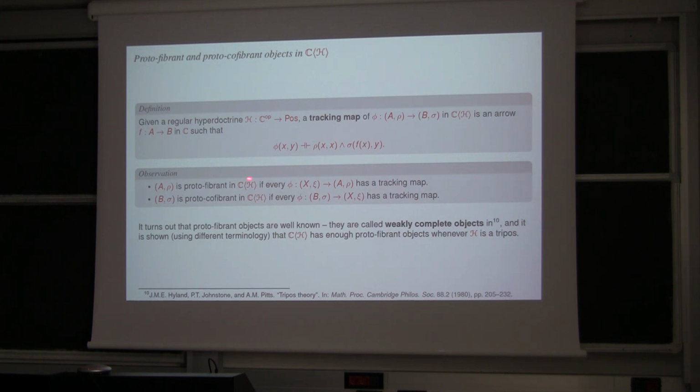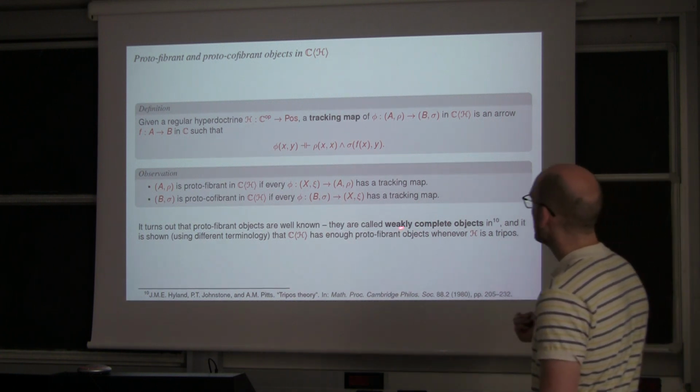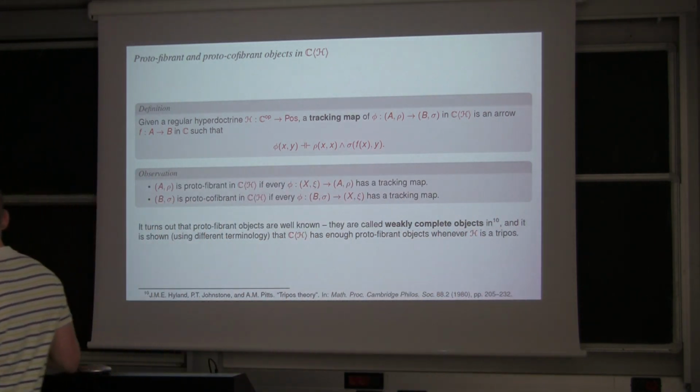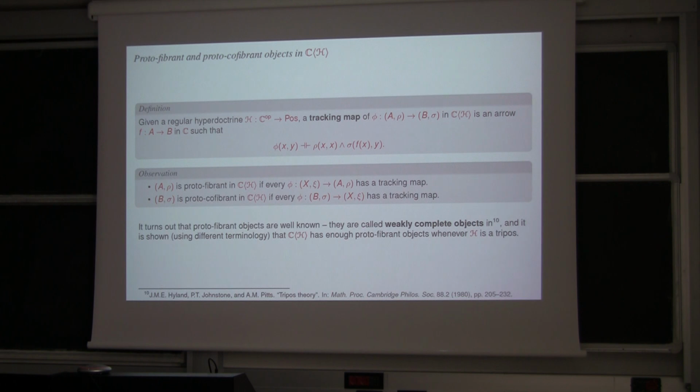It turns out that for protofibrancy, this condition is known in the literature already from the first paper on triposes, the Hyland–Johnstone–Pitts paper that Pino mentioned earlier, and there it's called weakly complete. So an object is weakly complete if it satisfies this condition that every arrow into it is a tracking map. And in this paper it's shown that triposes always have enough weakly complete objects, or rather the set quotient completions of triposes have enough weakly complete objects. And this is used to construct geometric morphisms from transformations.